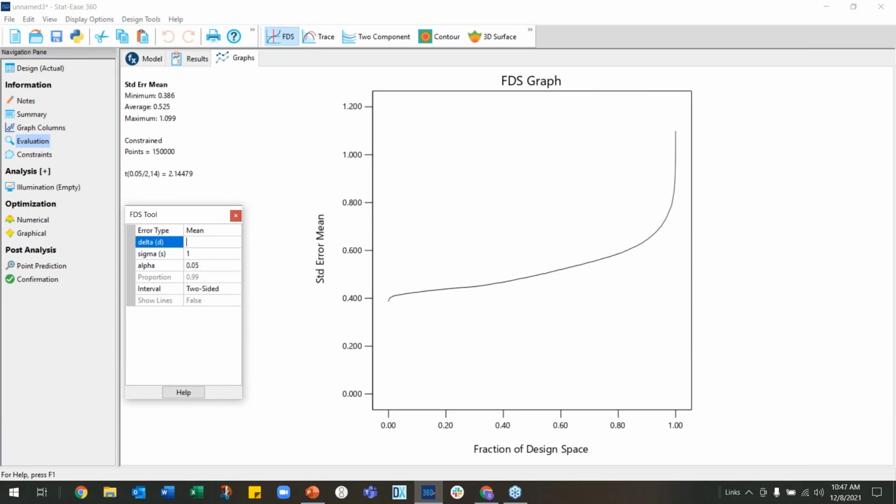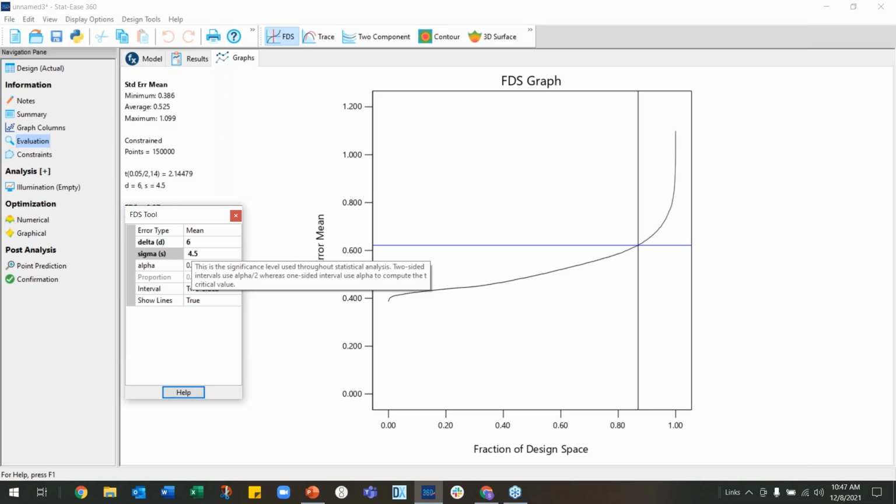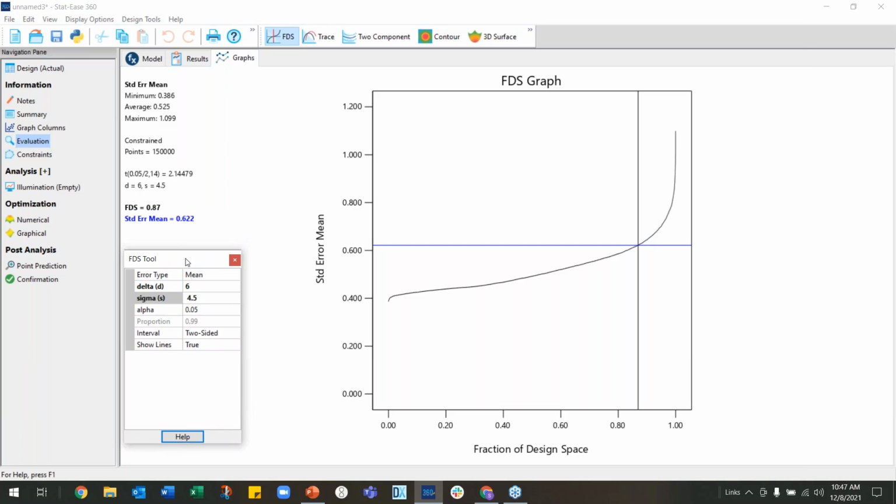This is a whole new design, so you do have to retype your numbers. 6, 4.5, and now the 28 run design gives us an FDS of 0.87, or 87% of the design space predicts with this amount of precision. So that is good. Now I would feel confident in running this design and knowing that when I find my optimum and I want to make predictions around that optimum, that I would be doing it with enough precision.